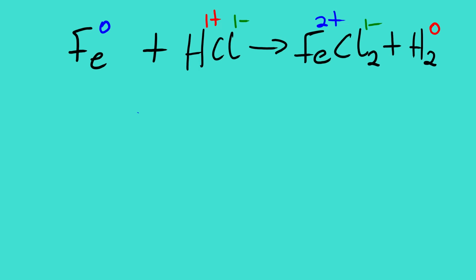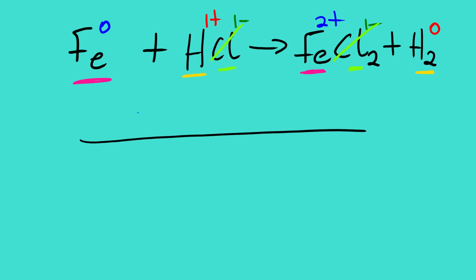We need to compare now. You can see that the oxidation number of iron is 0. On the product side it's 2+. Then we look at hydrogen. Hydrogen, it was 1+, now it's 0. We look at chlorine, it's 1-, it remains 1-, so we don't look at chlorine. In fact, we look at hydrogen and iron.